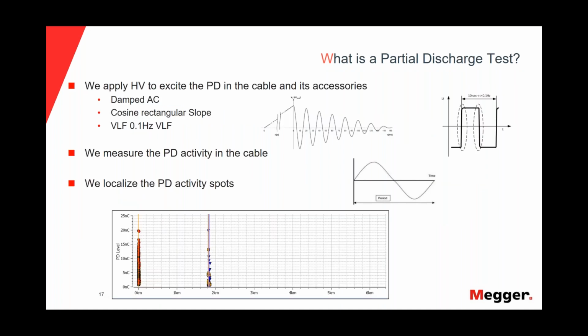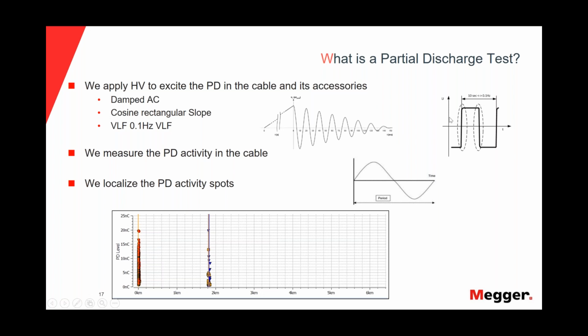So how do we do a partial discharge test? Well, we will apply a high voltage to excite the partial discharge in the cable and its accessories. We can use different wave shapes. For instance, we can use the damped AC. This is one of the wave shapes we can use.